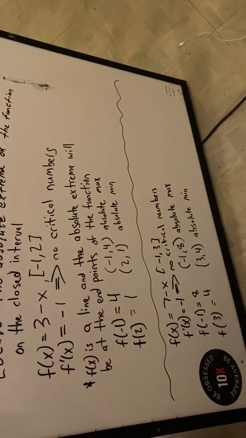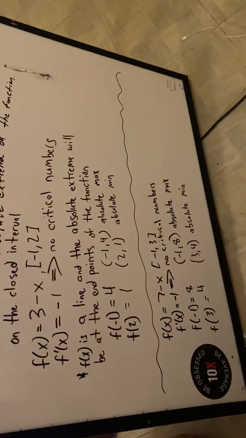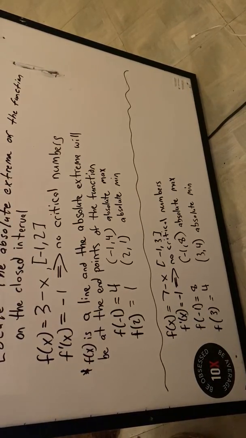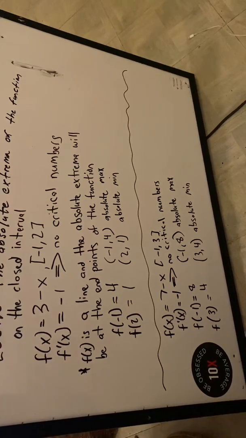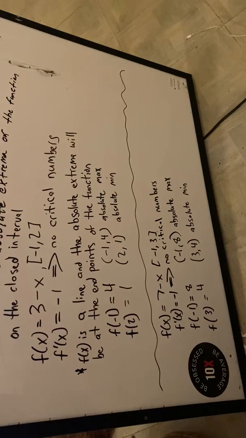So we got another problem right here. So f of x is equal to 7 minus x, and then you have in brackets negative 1 and 3. Okay, so you have f prime of x is equal to negative 1, because the derivative of 7 minus x is negative 1. There are no critical numbers.